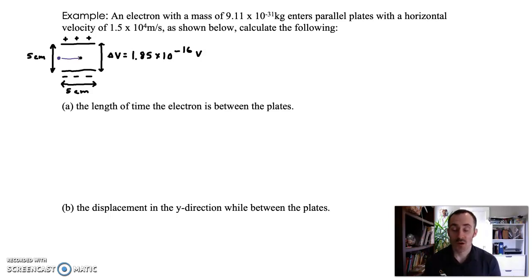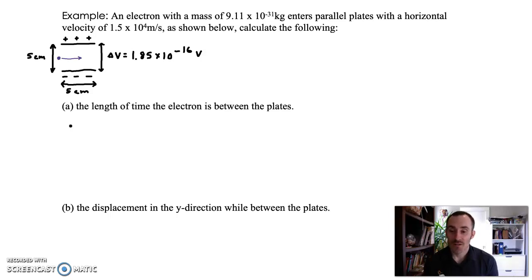So first, we're going to figure out the length of time the electron is between the plates, because that's the amount of time it's being affected by the field. In this case, it's going to be between the plates for this 5 centimeters, and then it'll be gone, and it won't be affected by the field anymore. So we just need to use the x direction. We don't need to know anything about the y direction to know how long it's between the plates. So we're going to use the x direction only to figure out the time.